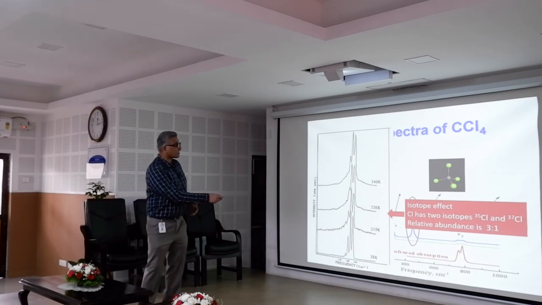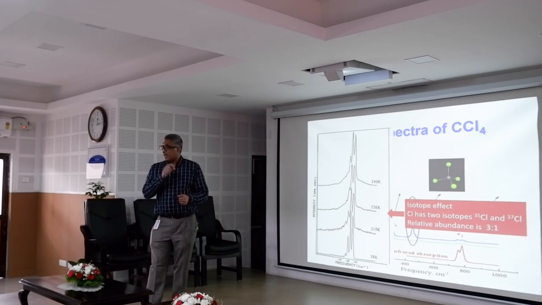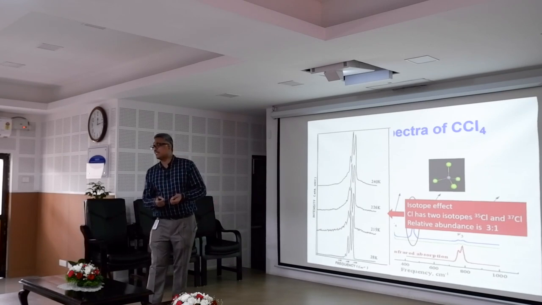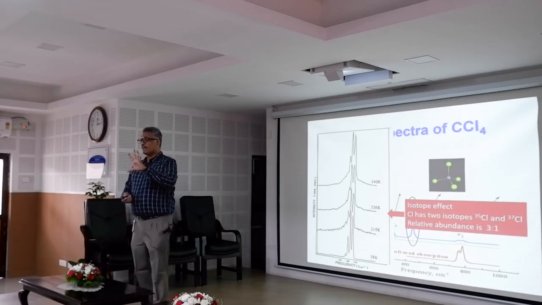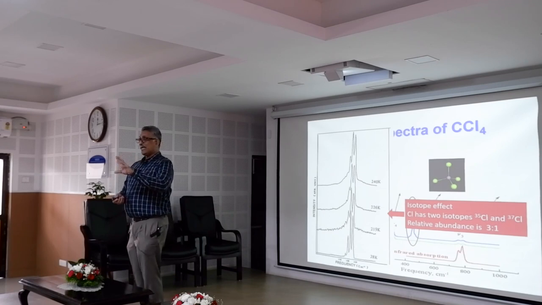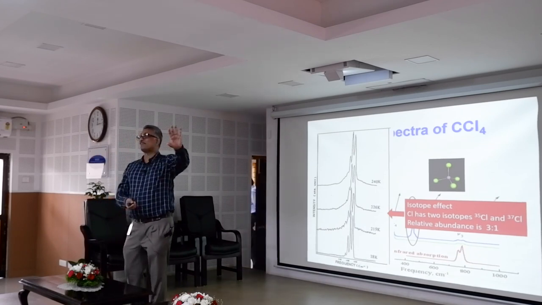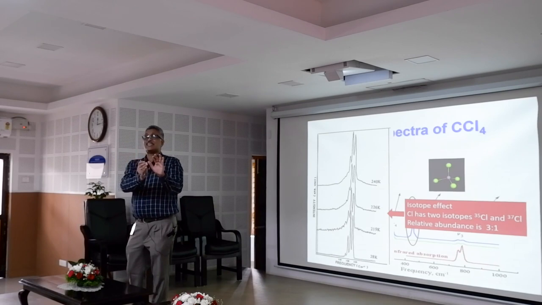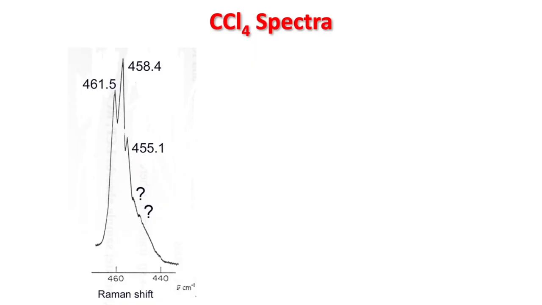Now you have four chlorine atoms and two types of atoms. You know how I can arrange them. I can have all four Cl35; three Cl35 and one Cl37; two Cl37 and two Cl35; three Cl37 and one Cl35; and all four Cl37. So there will be five different types of molecules that can exist, and the difference in each is in mass. And because of mass, you can see there is a shift. The heavier the mass, the lesser the energy; the lighter the mass, the more energy. Now you can understand where it is coming from.